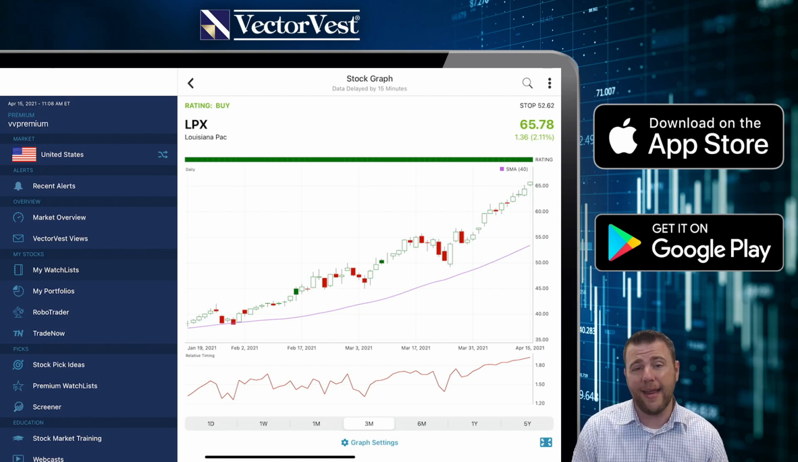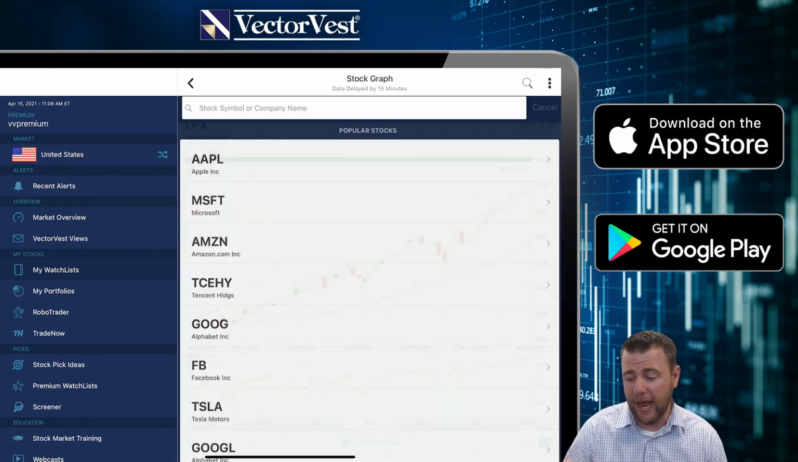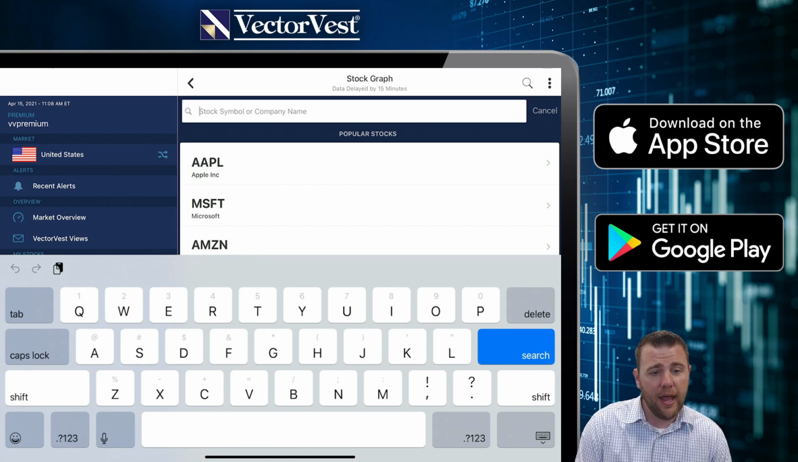So wherever you're at in the app, as always, there's always that magnifying glass in the upper right. All you got to do is simply tap on that, and we'll start to put in some of our symbols.